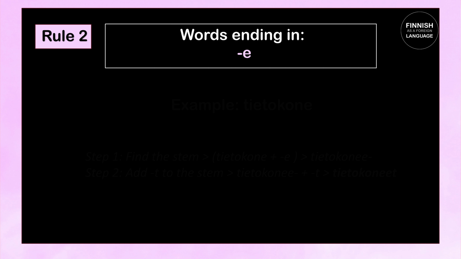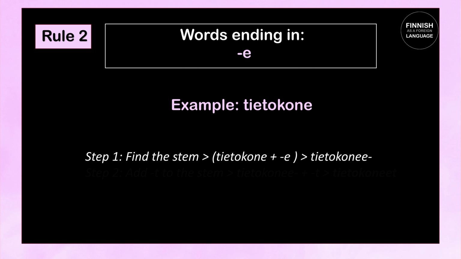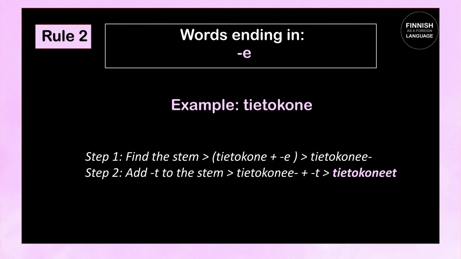Words ending in e. For example, tietokone means computer. Now in order to form the nominative plural, we have to find the stem. Notice that if we want to find the stem for this word type, we have to add an extra e to it. So we have tietokone plus e is tietokonee, with a double e. This is our stem. Then in the second step, we have to add t to the stem, which means we have tietokonee plus t is tietokoneet, which means the computers.